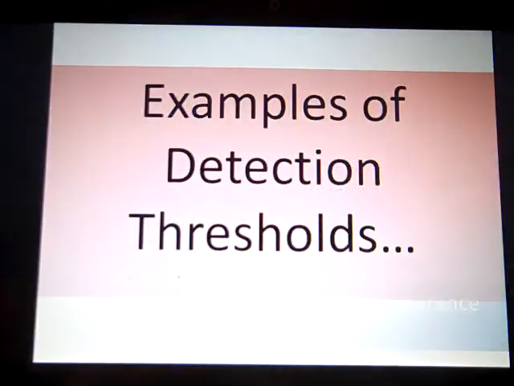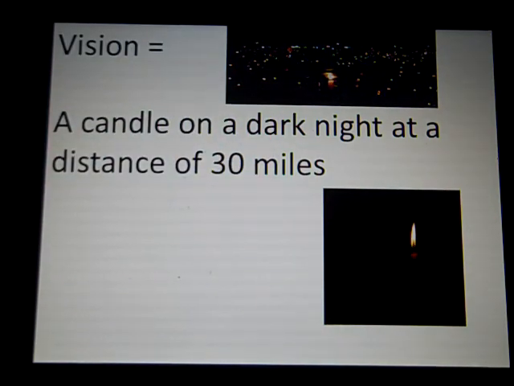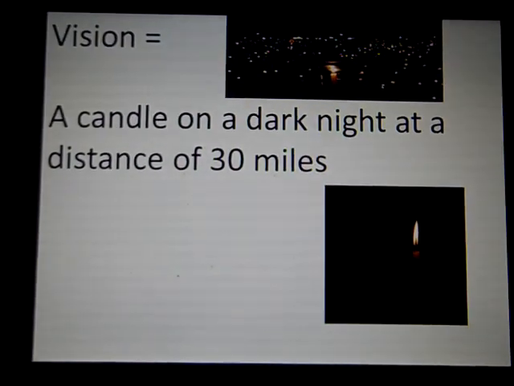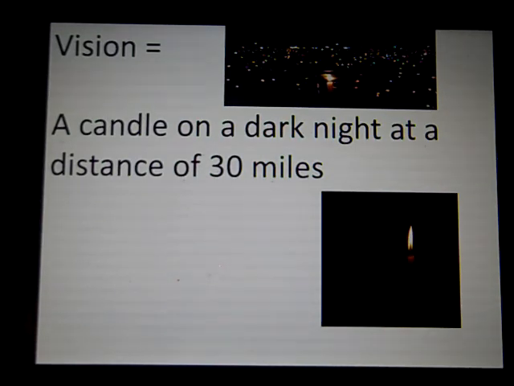Now, I'll give you some other examples of detection thresholds. A candle on a dark night at a distance of 30 miles, for most of us with normal vision, represents our detection threshold. If you get beyond 30 miles, then you're not going to be able to see that candle. That seems amazing, but it's really true.